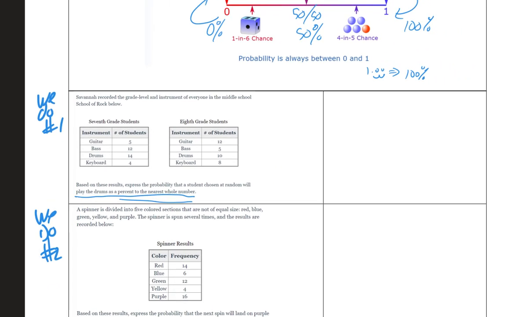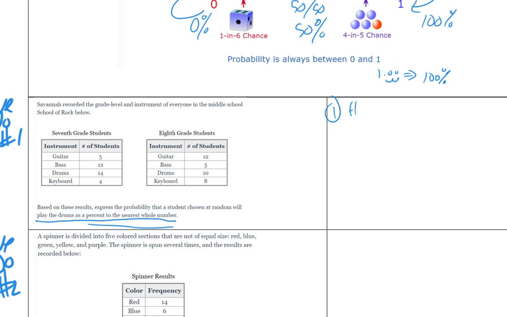Okay, so let's look. The first thing that we're going to do is find the number of ways it can happen. It says express the probability that a student at random will play the drums. So we have the drums over here. 14 of the 7th graders and 10 of the 8th graders. So the number that play drums is 14 plus 10, which equals 24. So we're going to use that number.